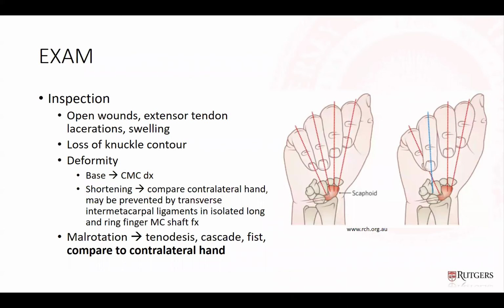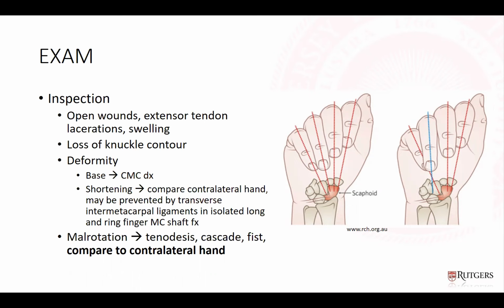Complete evaluation of metacarpal fractures includes a thorough exam and appropriate imaging. As always, it starts with inspection. Careful inspection for open wounds, tendon lacerations, swelling, and loss of a knuckle contour are important. The location of the deformity may indicate where the injury is. Deformity at the metacarpal base may indicate a CMC dislocation. Shortening of a digit may be evident clinically, but is more likely to be noticed on X-ray.